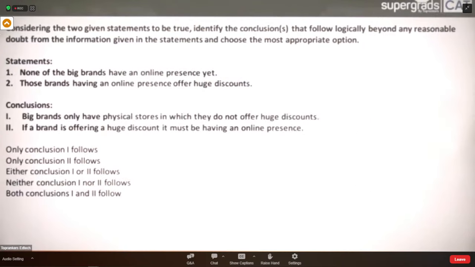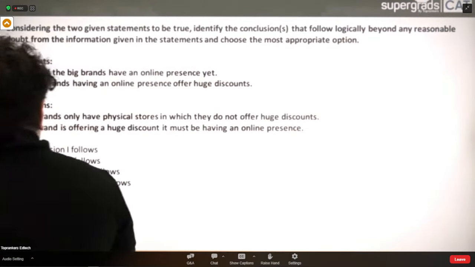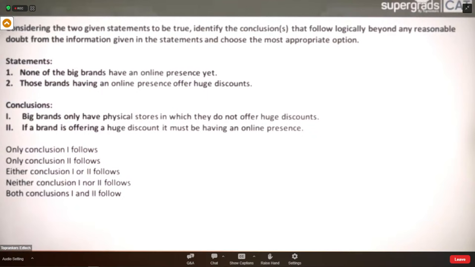Now coming to the next one. Statements are like this: none of the big brands have an online presence yet. इसे ट्रू मान लेंगे हम. Second, those brands having an online presence offer huge discounts. इसको भी हम ट्रू मान लेंगे. ठीक है. So conclusions are: big brands only have physical stores in which they do not offer huge discounts. Second, if a brand is offering a huge discount, it must be having an online presence.